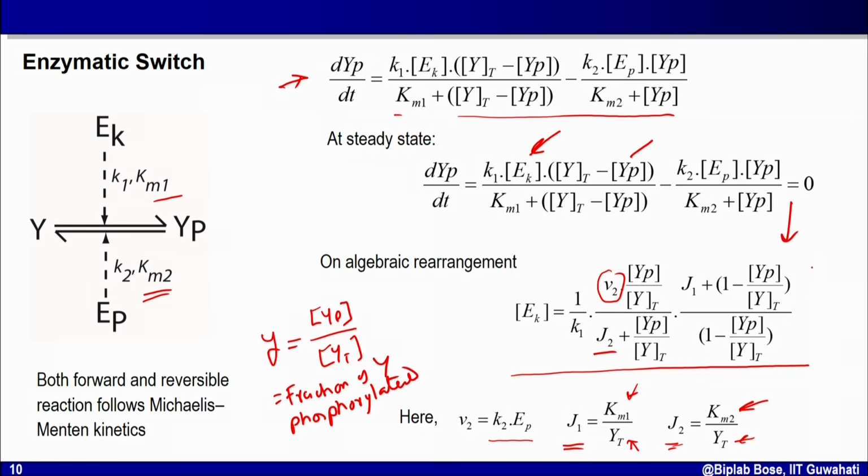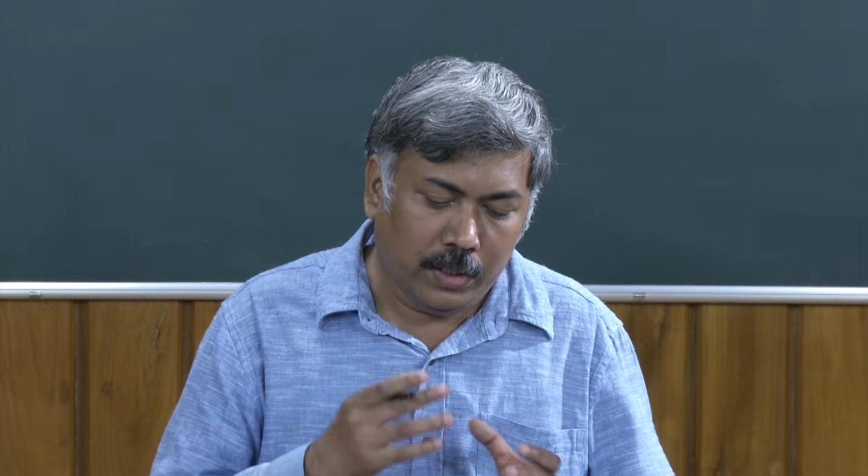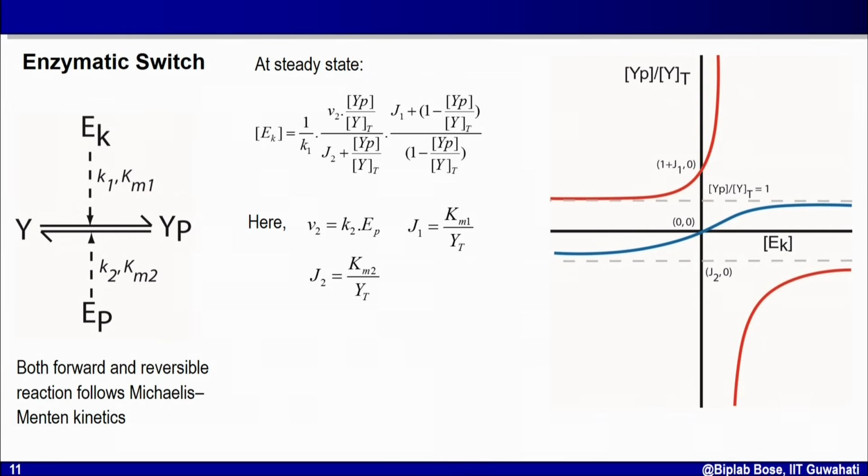So what I have is an algebraic relation giving Ek on the left hand side, and Yp by Yt, that is the fraction of phosphorylated protein, on the right hand side in terms of J1, J2 and V. So if I try to plot this Ek versus Yp by Yt, I get this type of plot. Pay attention to this plot. I have Ek in the horizontal axis, and in the vertical axis I have Yp by Yt, the fraction of Y phosphorylated. I have two red lines.